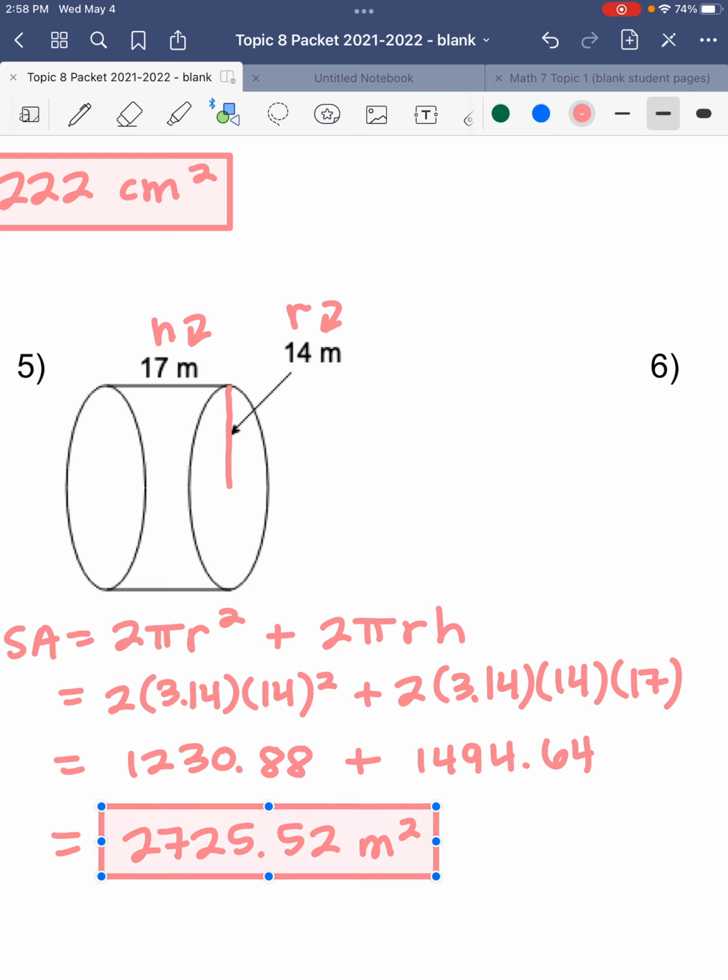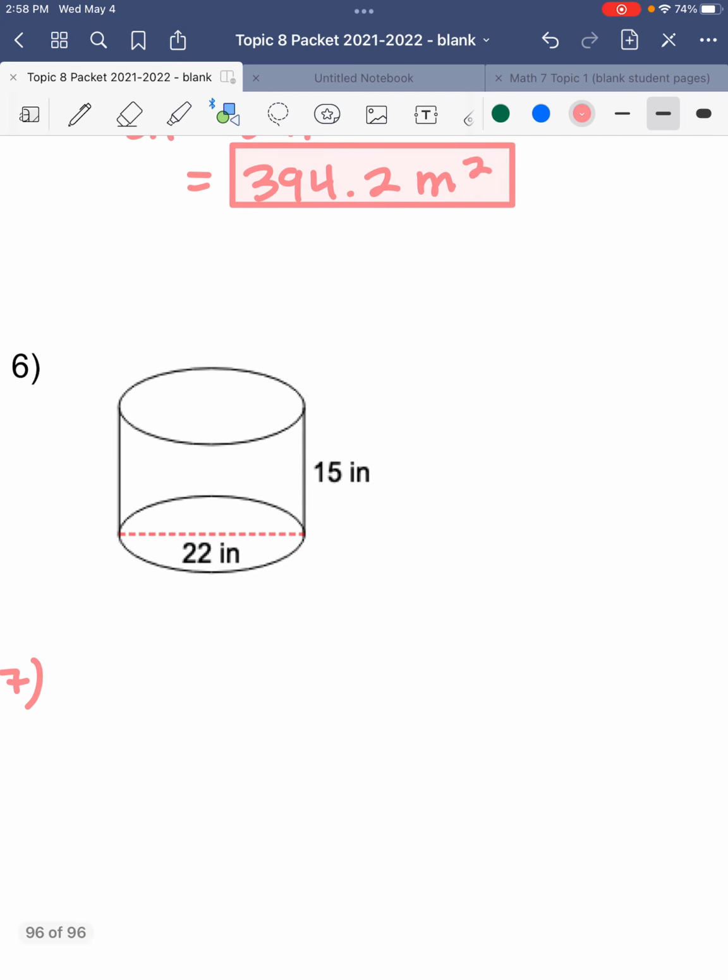Okay, last one, number 6. Again, we have a cylinder, but this one's a little different because notice we were given a line that goes from one edge all the way to the other edge in our circular base. Now, what is that called? That's called a diameter. It goes from one edge through the center to the other edge. So if my diameter is 22, do I know my radius? Well, my radius is just half of that. So 22 divided by 2 is 11. So it's really important to know the radius for our formula. Now, why is that 15 significant? That's my height.